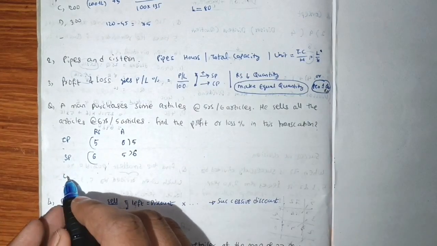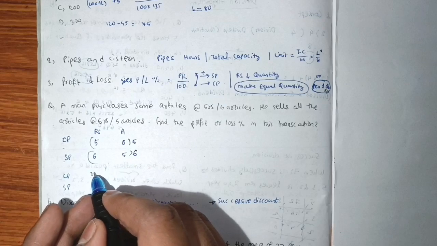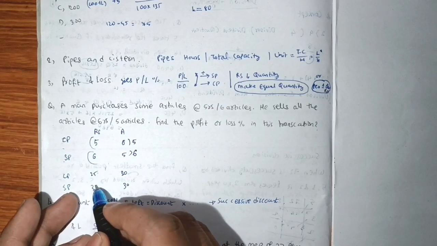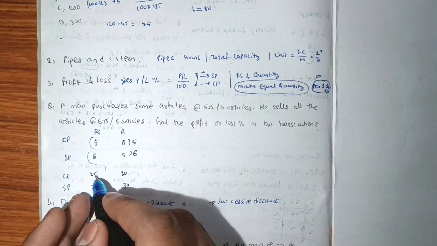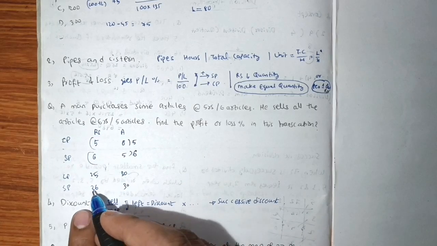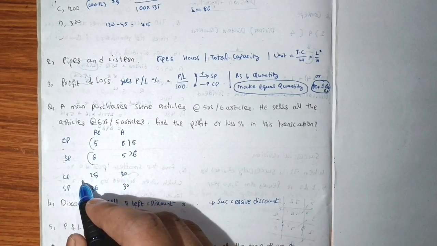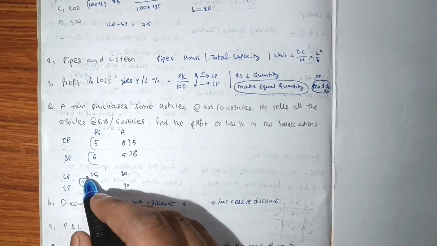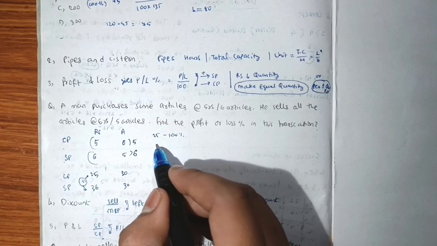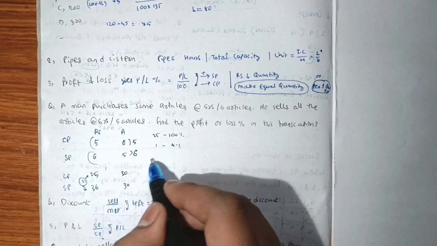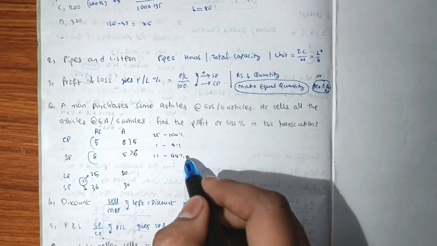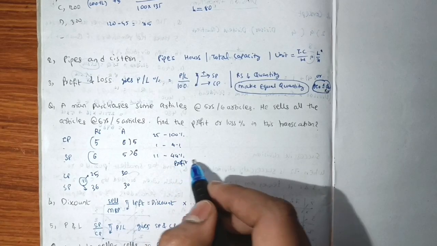So if I rewrite this again, it will look like this: 5 into 5 is 25, here you will get 30, here also you will get 30, and 6 into 6 is 36. So for 30 articles the cost price will be 25. Again, for 30 articles the selling price will be 36. So here you are going to get 11 rupees of profit. So if 25 is 100%, then for 1 it is 4%, and the profit is 11, which means it is 44% profit. So it is a profit of 44%.